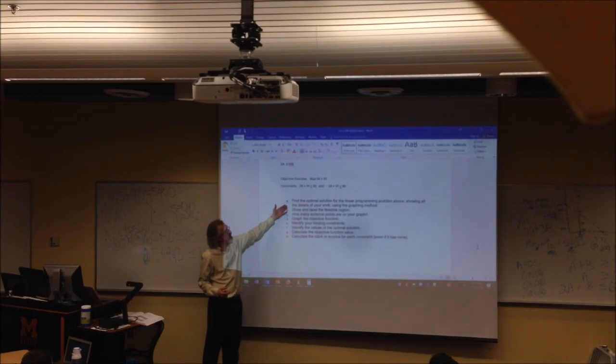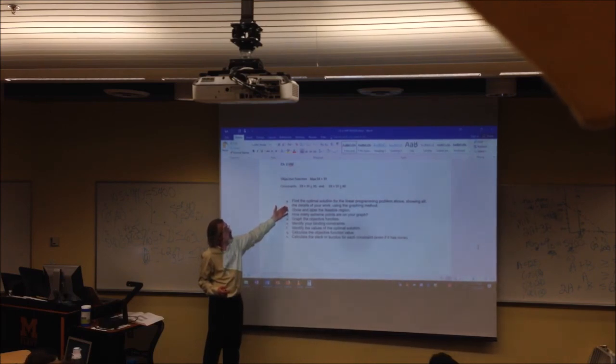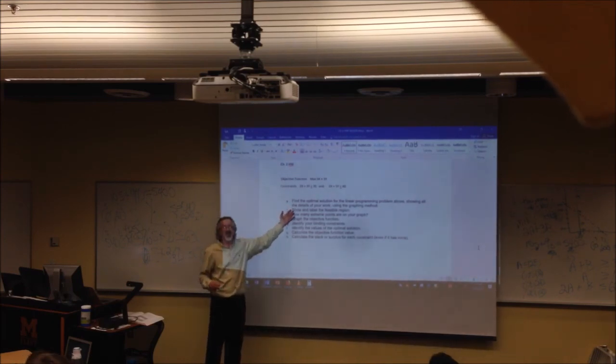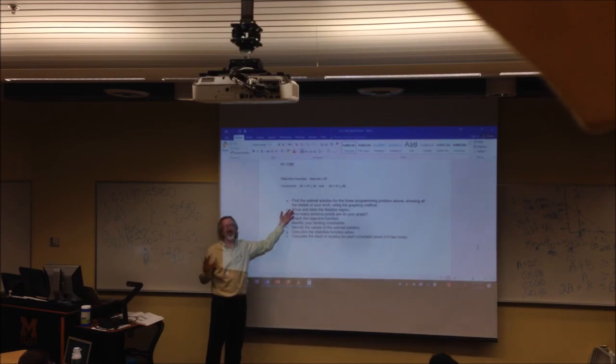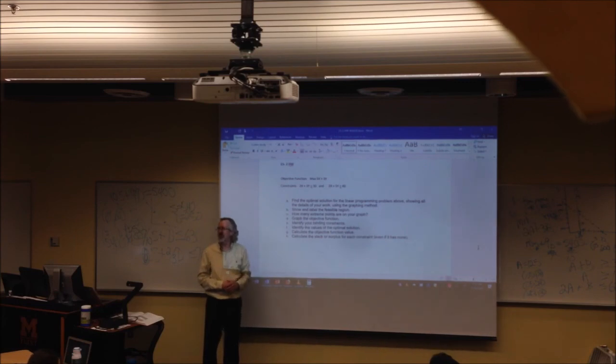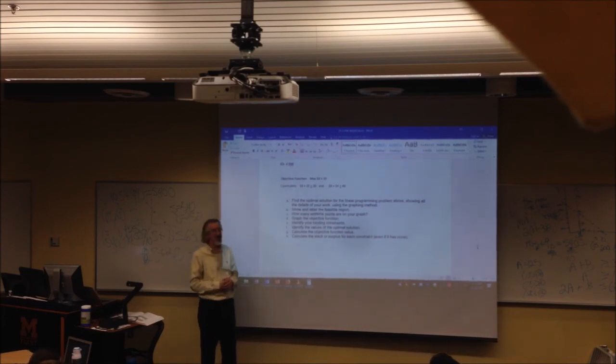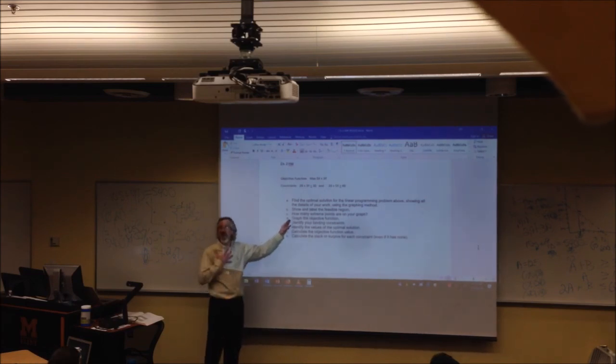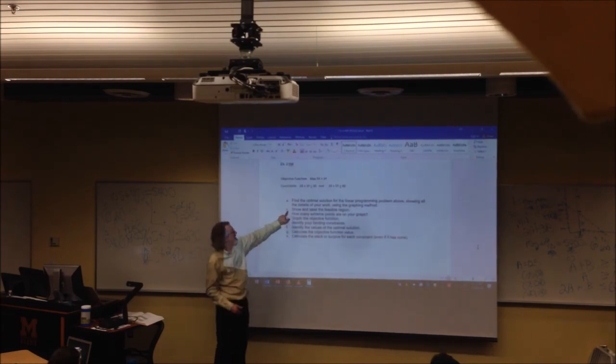A, find the optimal solution for the linear programming problem above, showing all detail of work. I know some of you want to jump into Excel right away. We're not there yet. Just do it by hand. It's so much faster. You don't have to give me some fancy graph. If that's your thing, yeah, please do it, but I'm trying to save you some time. If you want to do it by hand, that's absolutely what I expect from you.